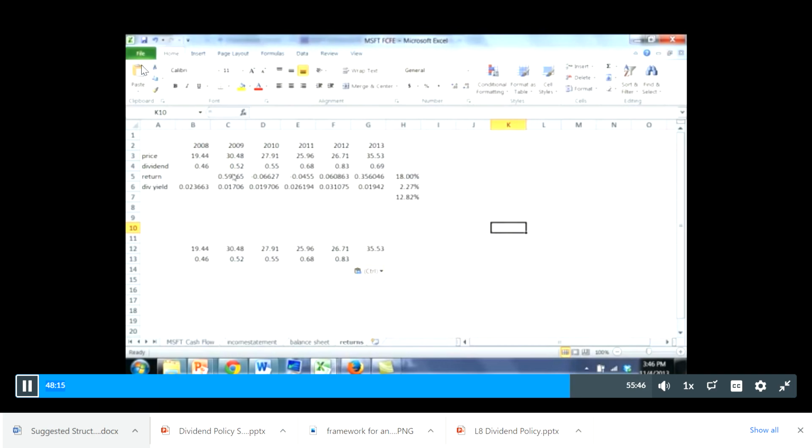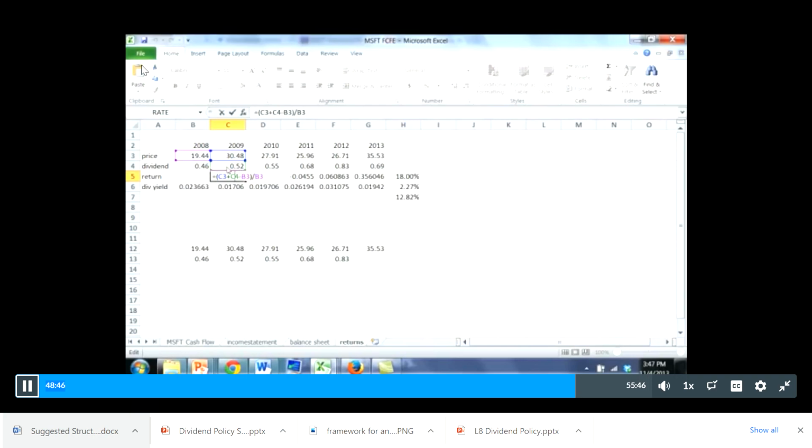And then I'm going to calculate returns, right? So here in row 5 is my total return. If you remember way back from 3724, to get the total return, you take the price that you, so we're thinking about, let's say we had purchased this stock at the beginning of 2009, right, which is the end of 2008. So we purchased at the end of 2008 and we're selling at the end of 2009.